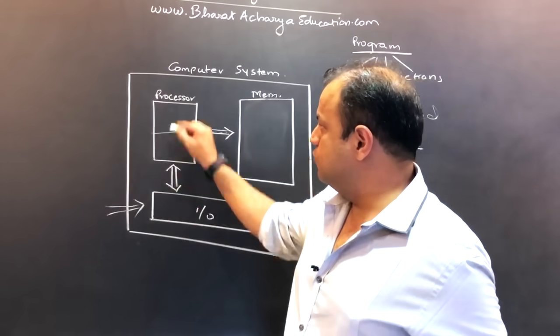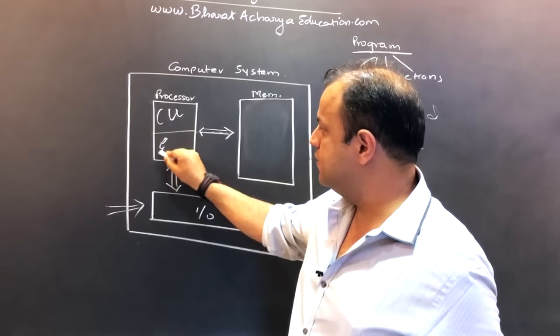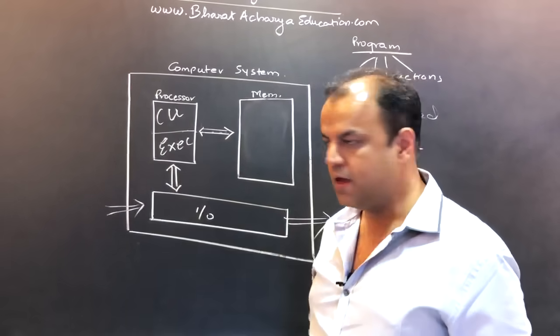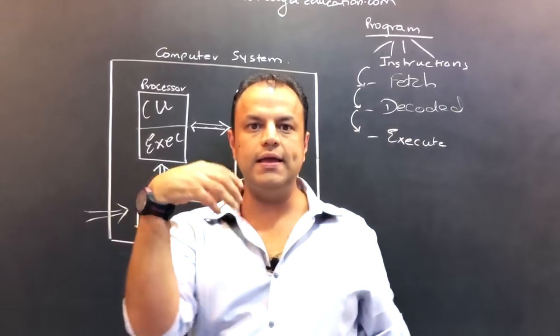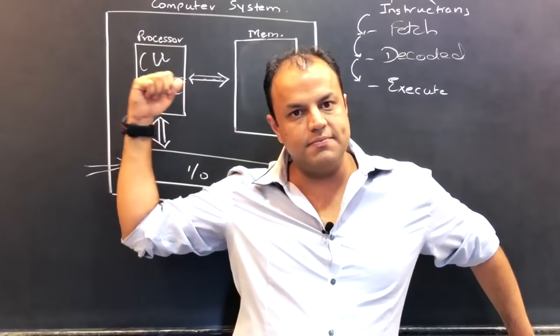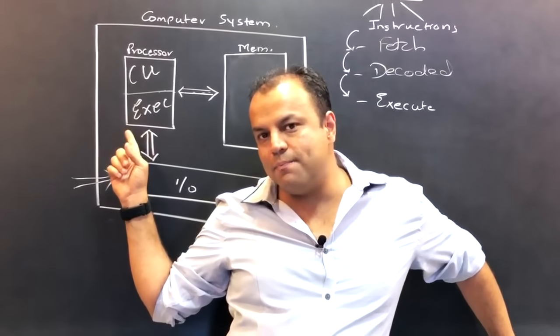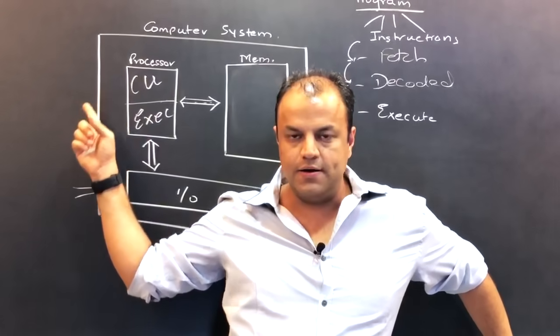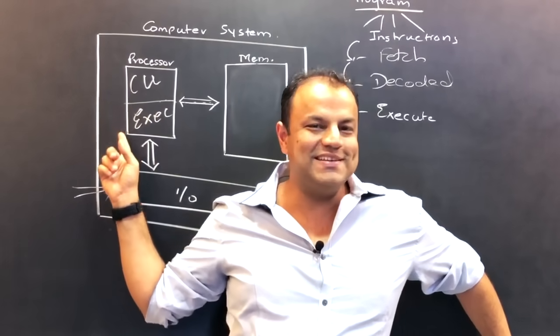In the processor, there are two sections, the control unit and the execution unit. Both of them are very independent when you want to study. You may start with any one of the two, it doesn't matter. This is the more fun part. This is the more intense part. So I like to start from here because these are numbers.